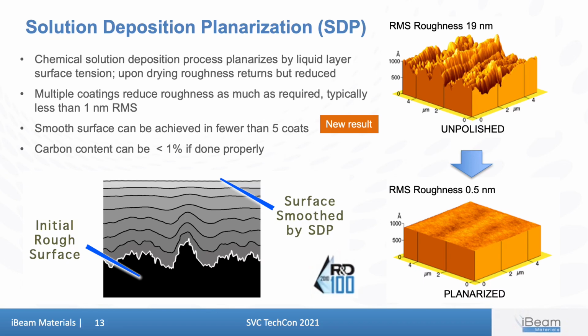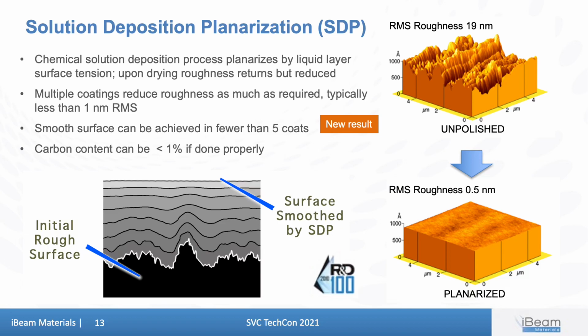The substrate AFM image is shown on the top right and after planarization on the bottom. Typically, we get less than 1 nanometer after planarization. We use a Hastelloy metal foil. More recently, we have been successful in reducing the number of coatings needed to get to the less than 1 nanometer roughness, and in some cases less than 5 coatings, depending on the starting substrate roughness.